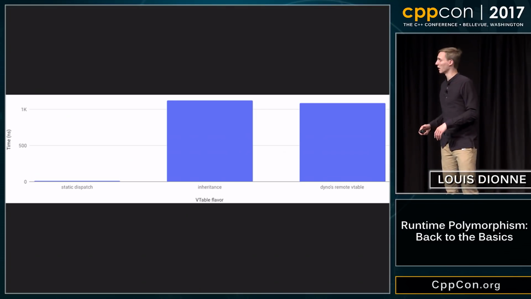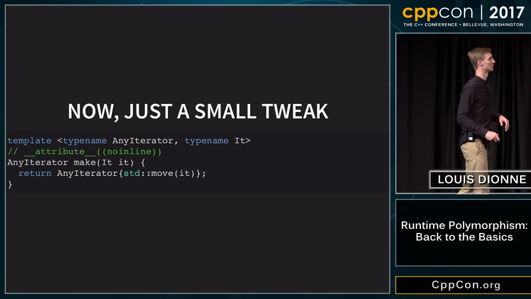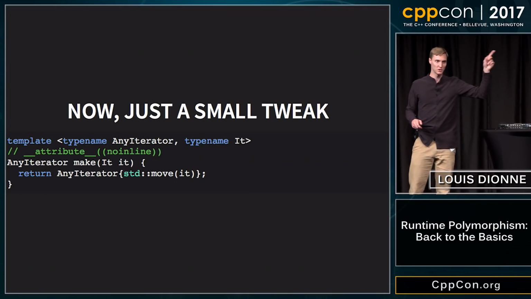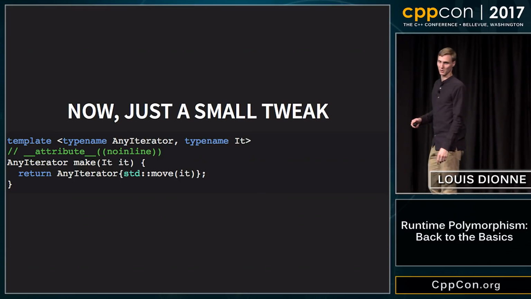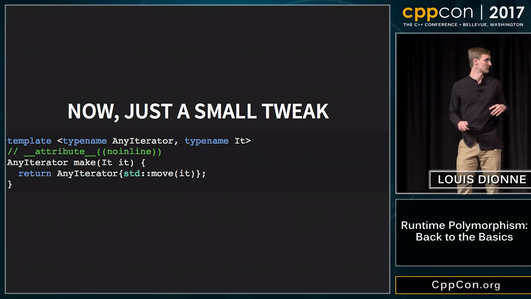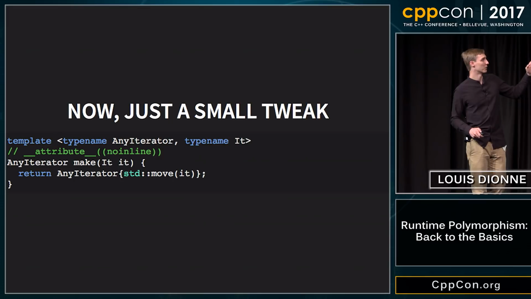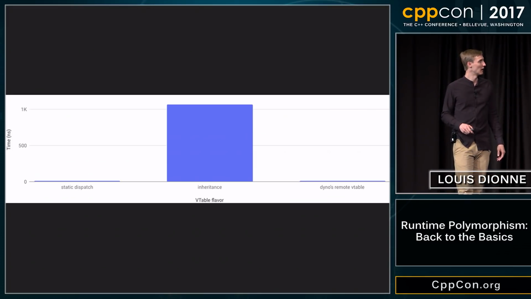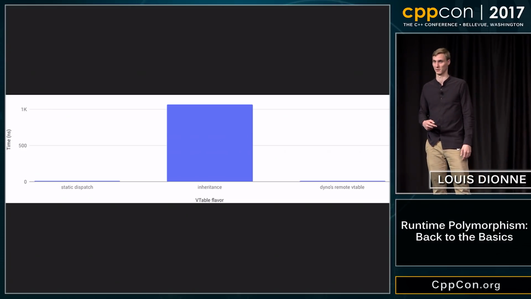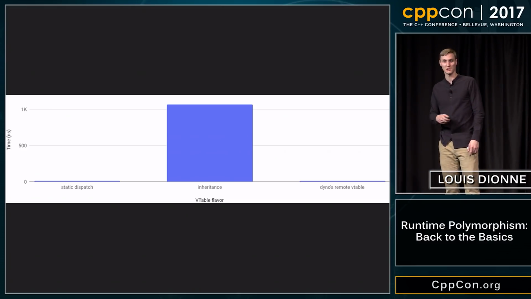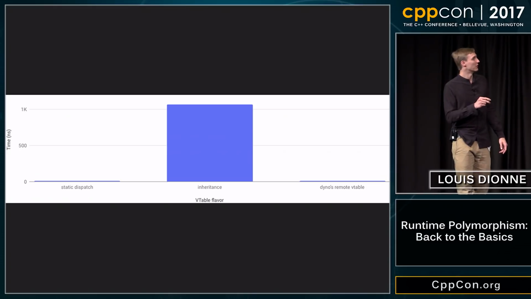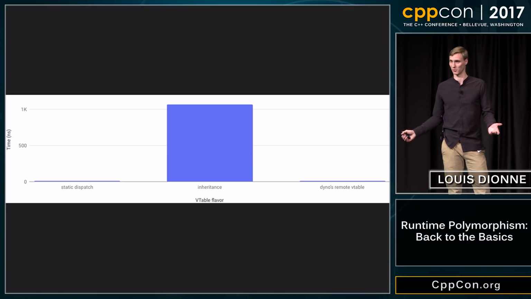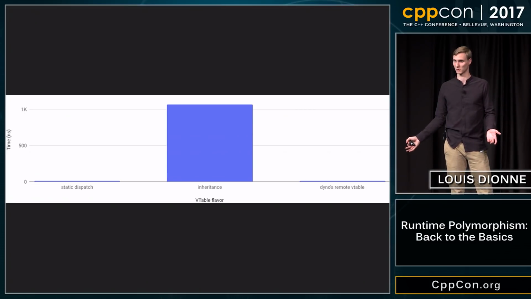Okay. And now I tried something, just a little tweak. I just removed the no inline from the function that creates the iterator. So now the compiler was able to more easily see which iterator was being created. And suddenly, I got that. Suddenly, with the Dyno remote vtable, all the work was being completely elided.